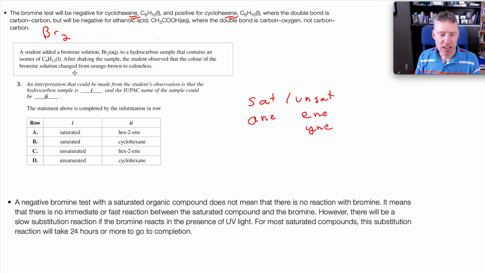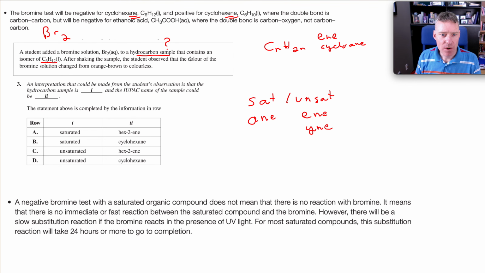So, this is a released item: a student adds bromine to a hydrocarbon sample. So we don't know what we have. Is it an ane? Is it an ene? Is it an ine? We don't even know if it's aromatic or aliphatic, but it says hydrocarbon, not derivative, so it's CnH only. We know it's an isomer of this, so that's a CnH2n. So this is either an ene or a cycloane. Okay, but we're not sure.